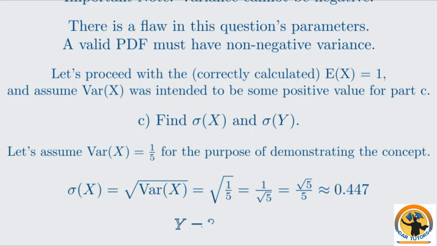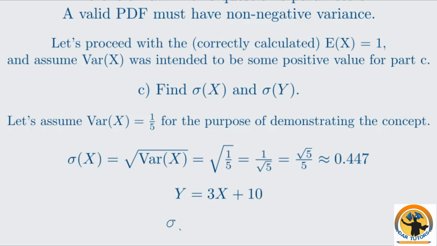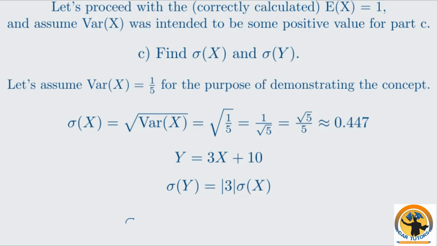Now we find the standard deviation of Y, where Y equals 3X plus 10. The standard deviation of aX plus b is the absolute value of a times the standard deviation of X. Here a is 3. So the standard deviation of Y is 3 times the standard deviation of X. This gives us 3 root 5 over 5, or approximately 1.34.